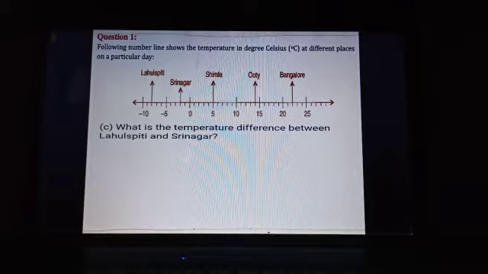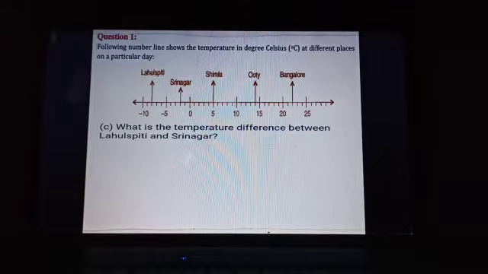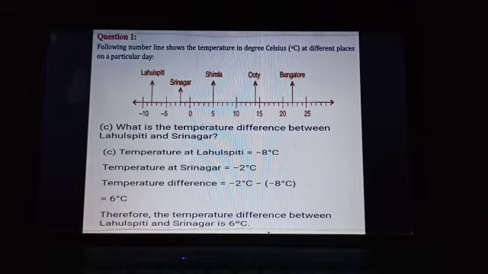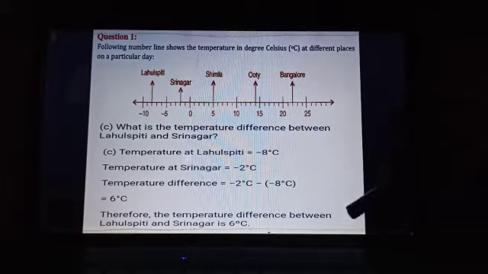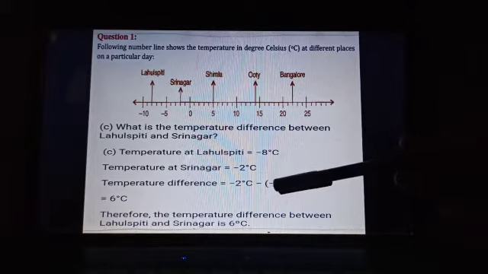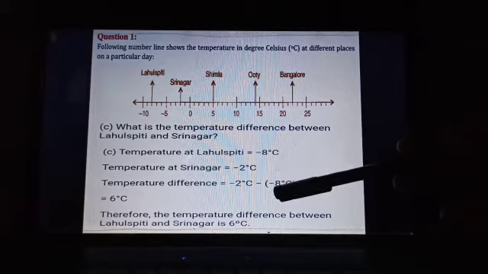What is the temperature difference between the Lahul Spiti and Srinagar? As you know, the temperature of the Lahul Spiti is -8 degrees Celsius and the temperature of Srinagar is -2 degrees Celsius. To find the temperature difference, we have to subtract these temperatures. So as you know, in between -2 and -8, you can tell -2 is greater. So to find the difference, we have to write -2 first and then minus and then -8 degrees Celsius.